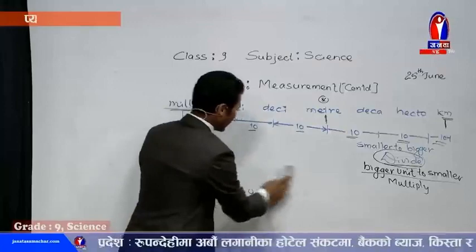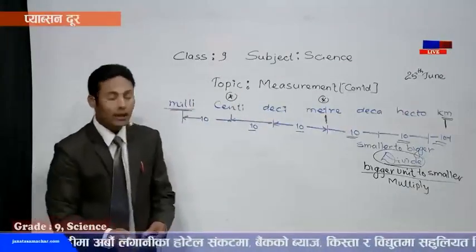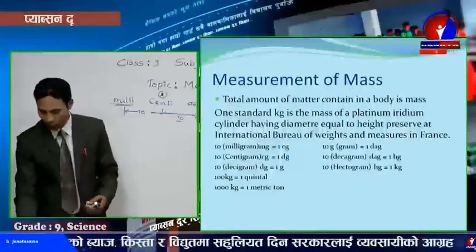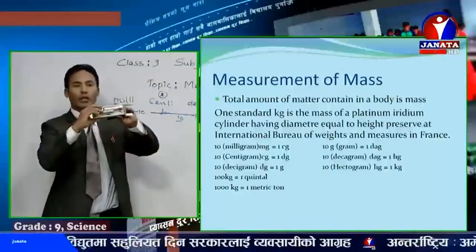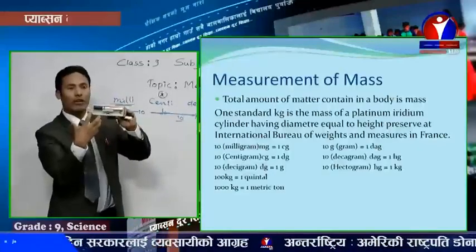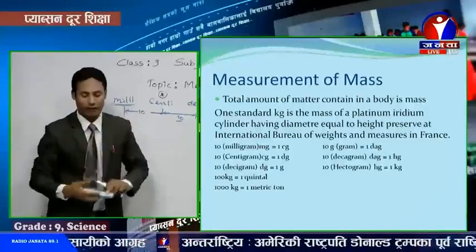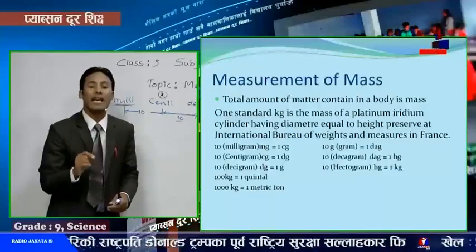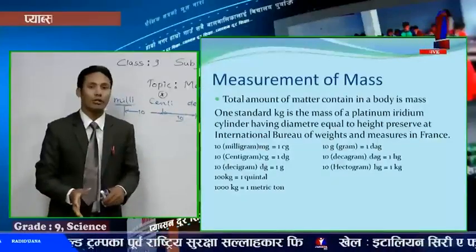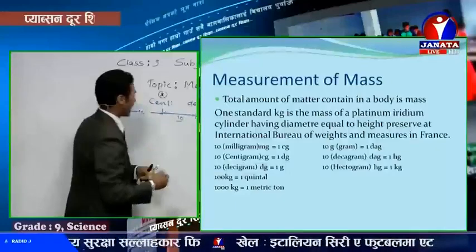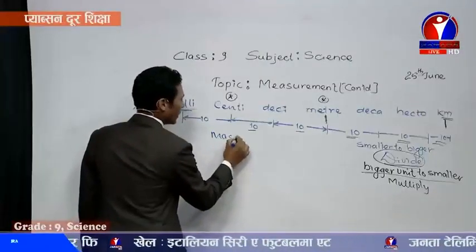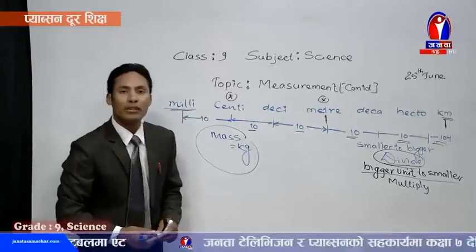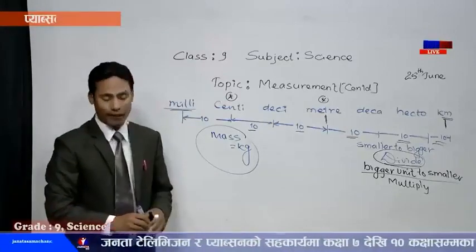Okay, so next one, measurement of mass, right? Mass is the amount of matter contained in a body. What I mean is, for example, one object is here. The total number of matter present here, that total is known as mass. That's why mass is constant everywhere. It depends upon the number of molecules, so it is constant everywhere. And the SI unit of mass is kg, right?